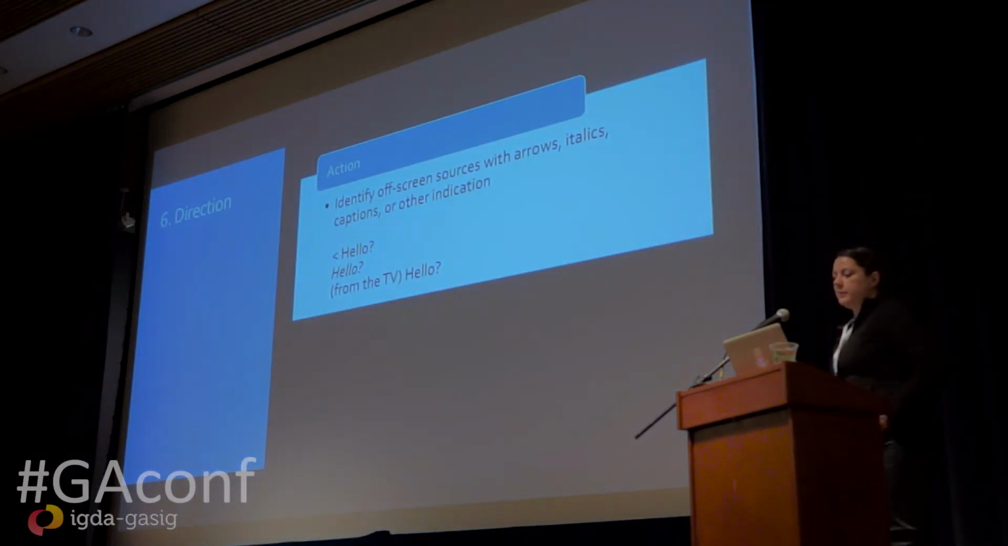Off-screen directions should be indicated through arrows, italics, captions, or other means. You could also consider alignment using left or right justified text to indicate direction, but I think this would be difficult to implement for a small amount of use cases.